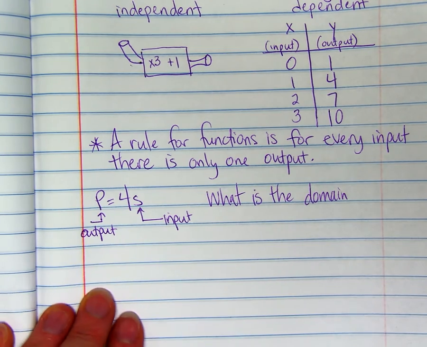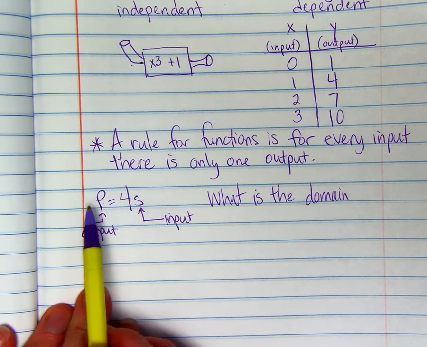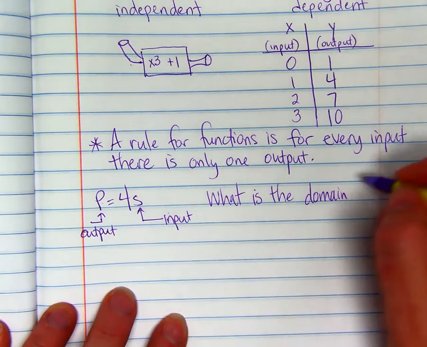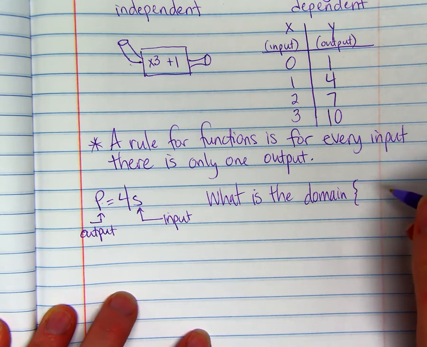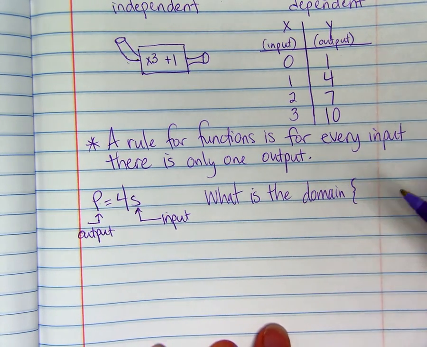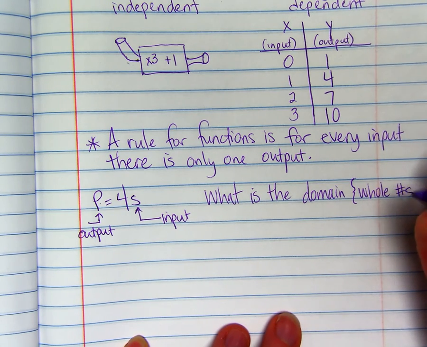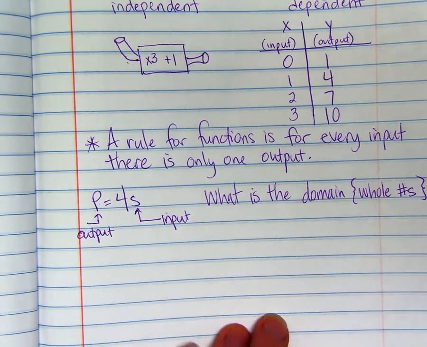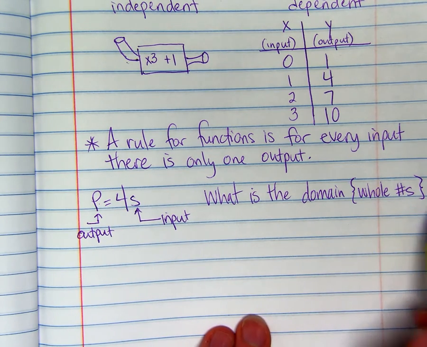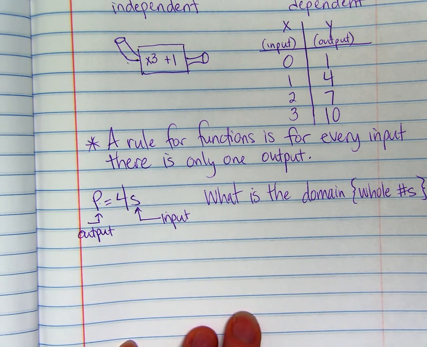Now, if we were talking about perimeter of squares, so let's pretend we're talking about perimeter of squares. The domain is going to be whole numbers. So it can be 0 and then all the positive numbers. So we can put in all the whole numbers. If we put in negatives, you just can't have a negative side length. So the domain is written in braces, and it's going to be a set of whole numbers.